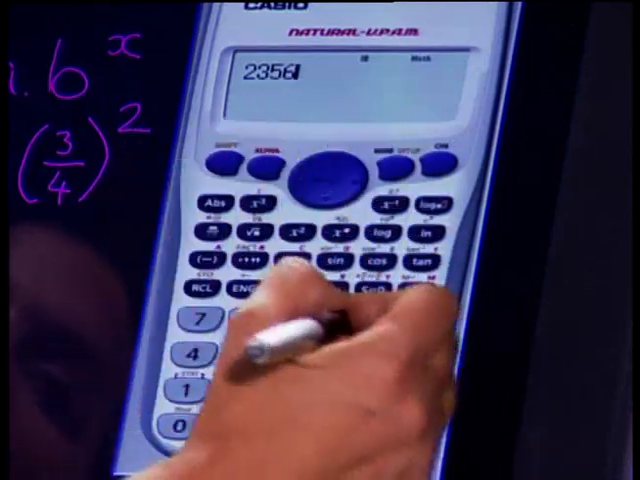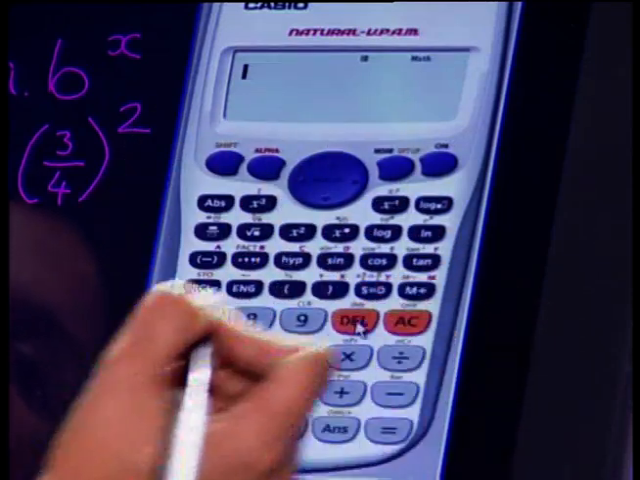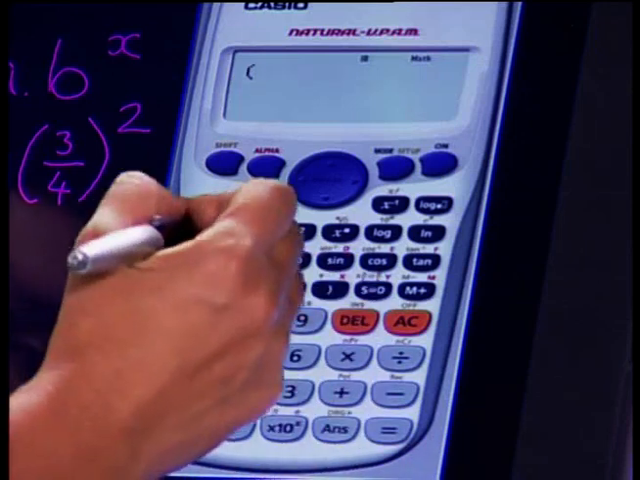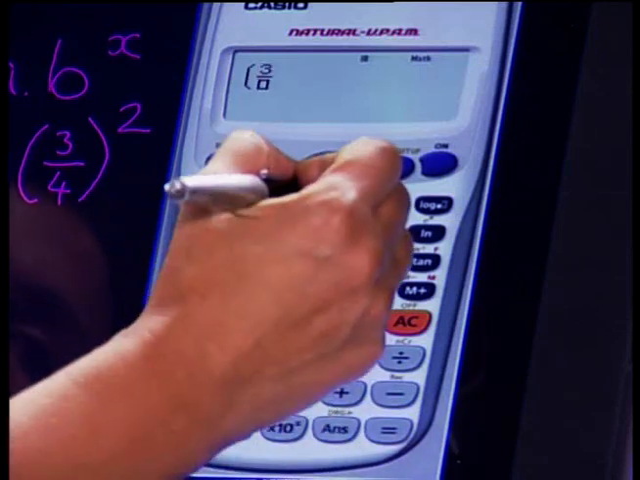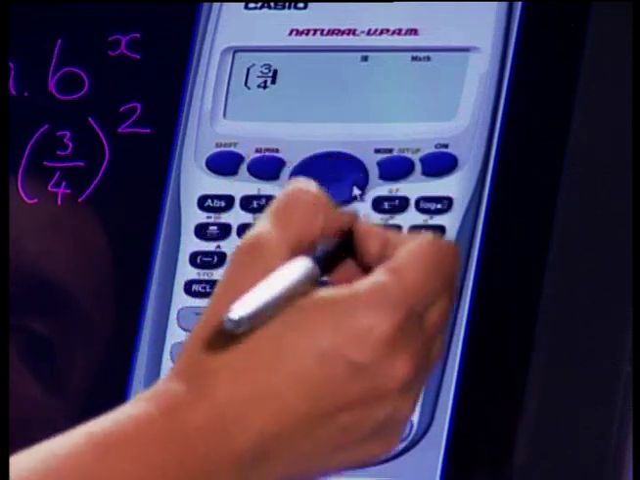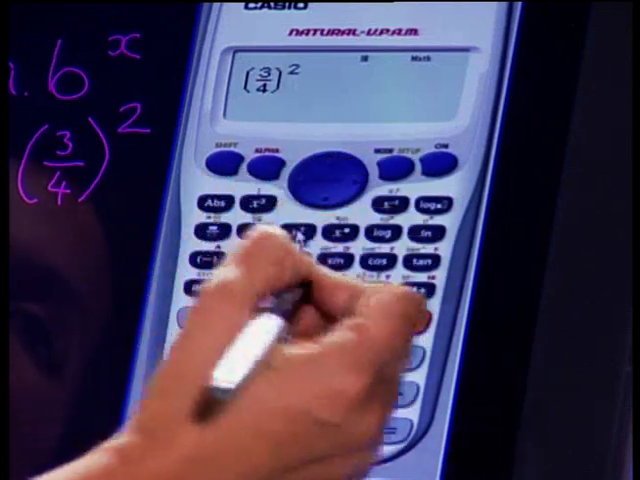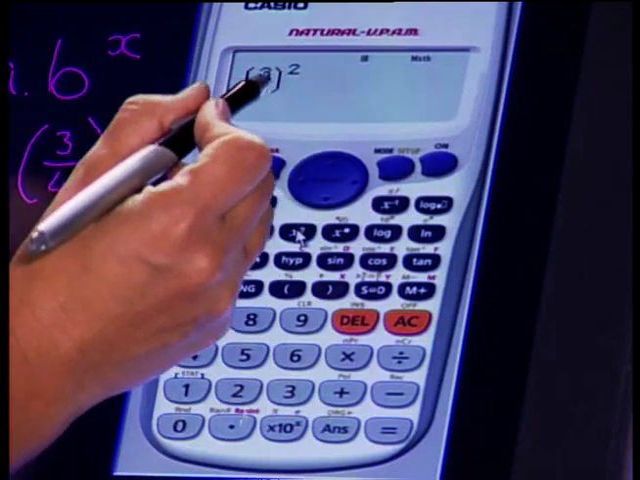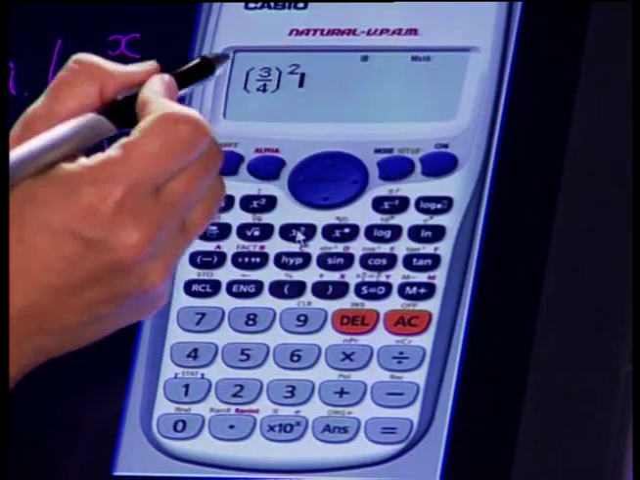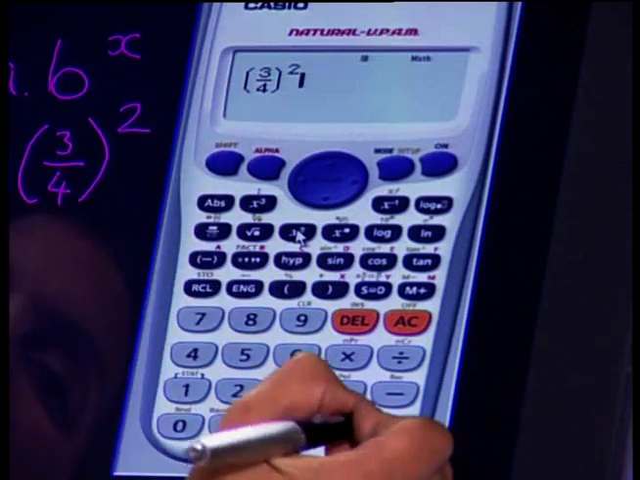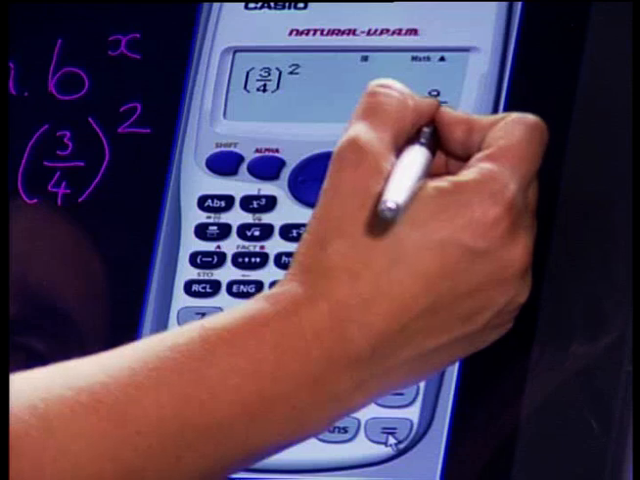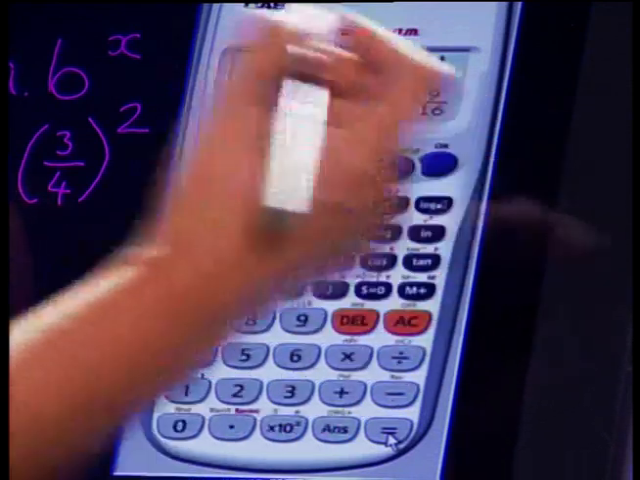So we've got the fraction 3/4. Close the brackets and square it. You need to have it inside the brackets so that your calculator knows to square both the top and the bottom individually. And your calculator gives you an answer of 9/16. Let's move back to here.